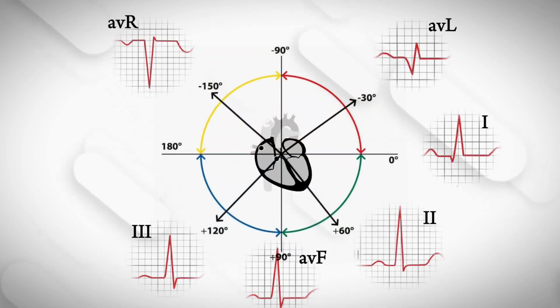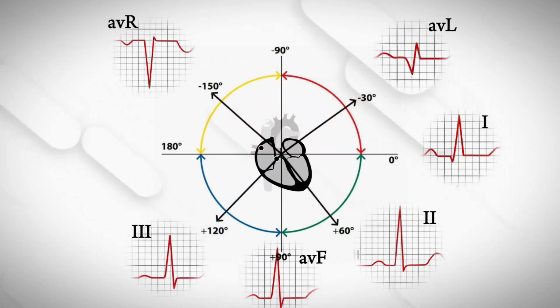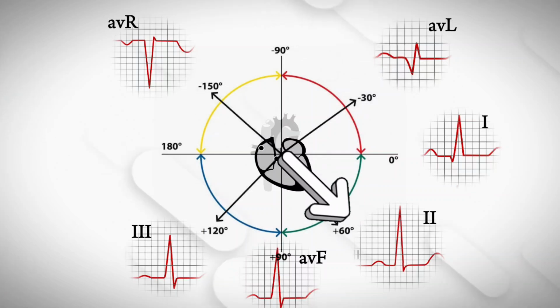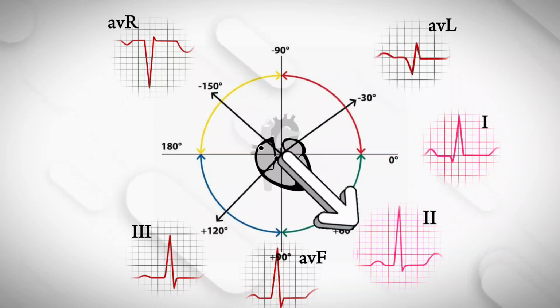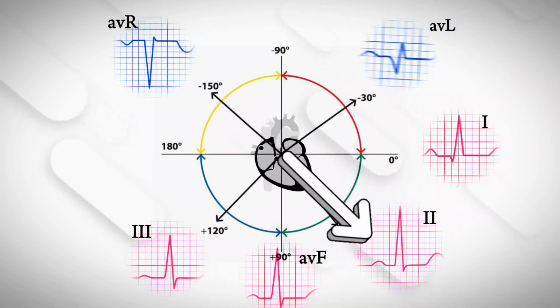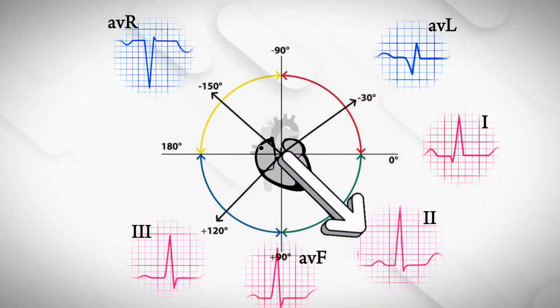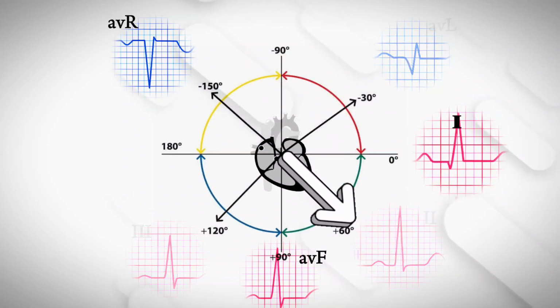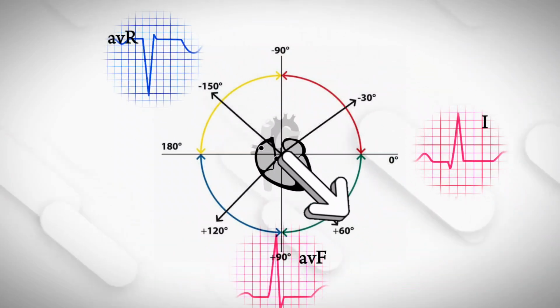Let's learn this with ECG changes. The ECG leads in the direction of the vector of electrical current have a positive QRS complex, and leads away from the vector have a negative QRS complex. The most important leads in evaluating the axis are lead 1, lead aVF, and lead aVR.